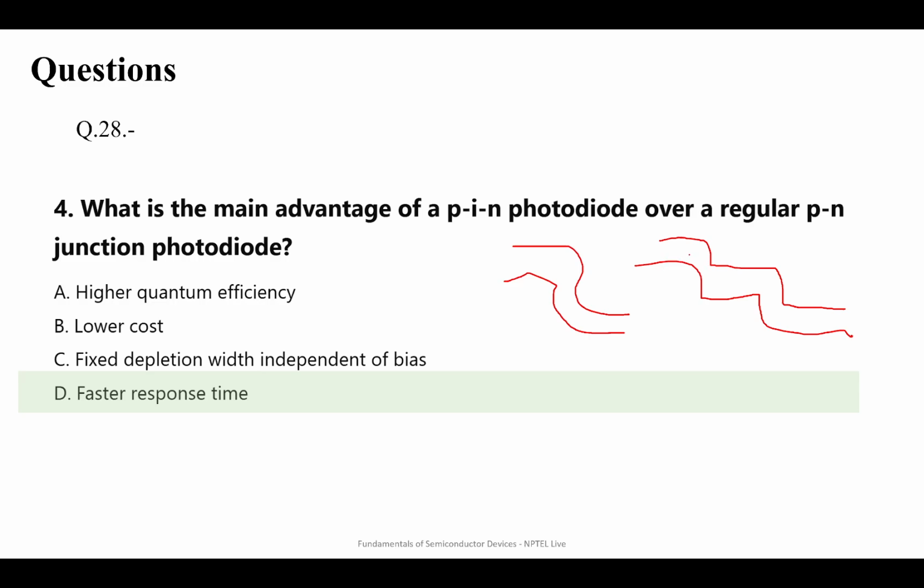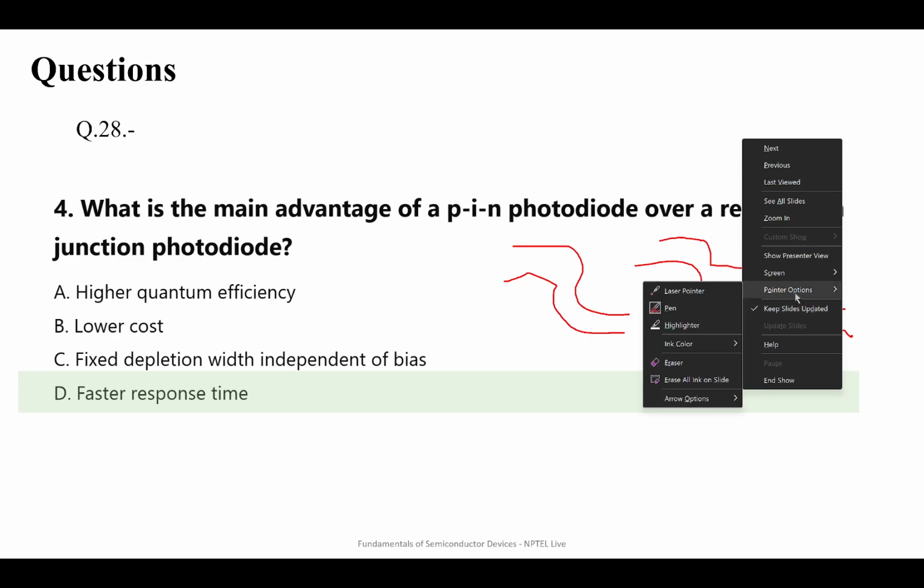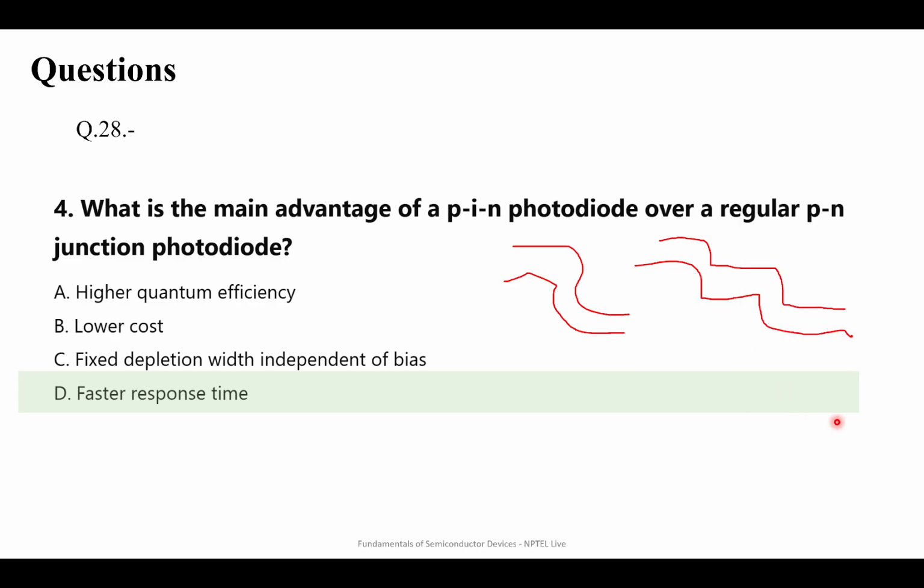So this is the P layer, this is the I layer, and this is the N layer, the intrinsic layer. For a PIN photodiode, the response time is faster. Why, sir? It will have a smaller depletion region, I think, and the diffusion length will be greater. What's the exact length you mean, sir? The total length of the entire device will be more, no?